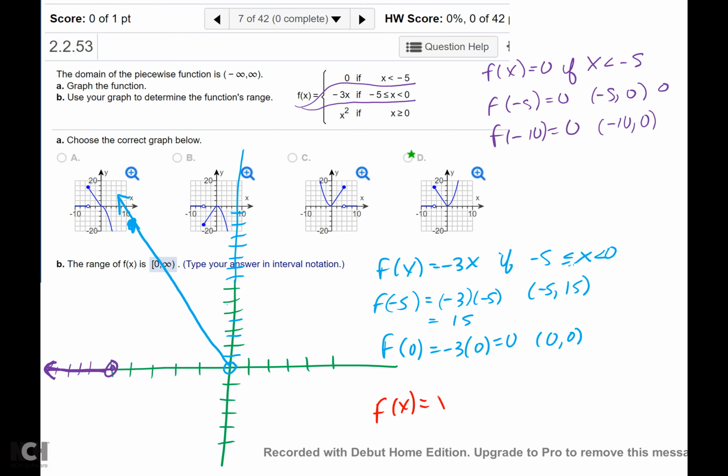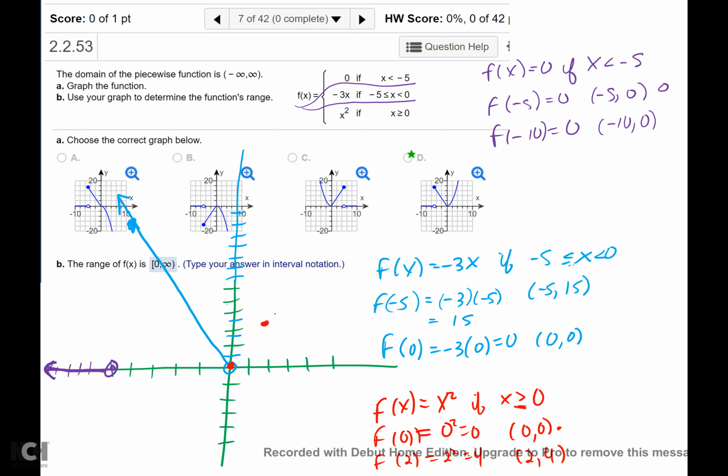And then the last one they want me to graph is f of x equals x squared if x is greater than or equal to 0. So if I plug in 0, I get 0 squared, which is 0, so that's going to go through (0, 0), and that's going to be a closed circle. Okay, and then pick something bigger than 0, let's pick 2. That would be 2 squared, which is 4, so that's going to go through (2, 4).